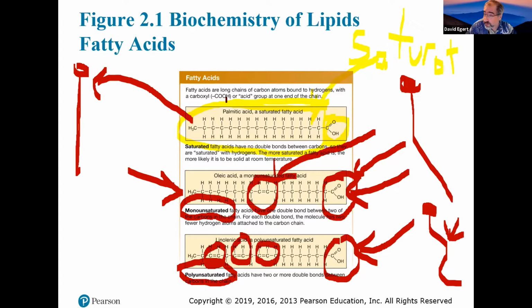So saturated fatty acids have a straight tail. Unsaturated fatty acids have a kink wherever there's a point of unsaturation.